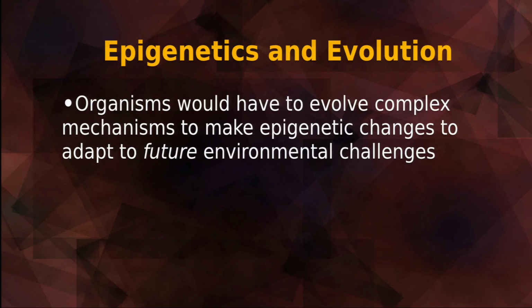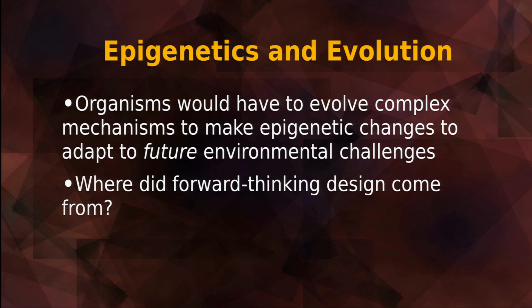And so we inherit not just a genome, but we inherit an epigenome. Not just the sequence of our DNA, but the physical structure of the DNA as it's altered and modified by these chemical markers. So how does evolution explain epigenetics, or rather, what problems does this create for evolution? Because organisms would have to evolve complex mechanisms to make epigenetic changes to adapt to future environmental challenges, right? Because this is something that's dependent on the environment. So where does that forward-thinking design come from?